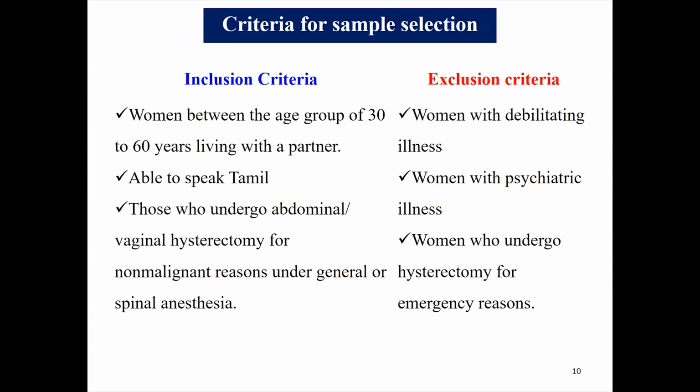The inclusion criteria included women between the age group of 30 to 60 years, living with a partner, able to speak Tamil because the study was conducted in Tamil Nadu, and those who underwent abdominal or vaginal hysterectomy for non-malignant reasons under general or spinal anesthesia. The exclusion criteria were women with debilitating illness, women with psychiatric illness, and women who underwent hysterectomy for emergency reasons.